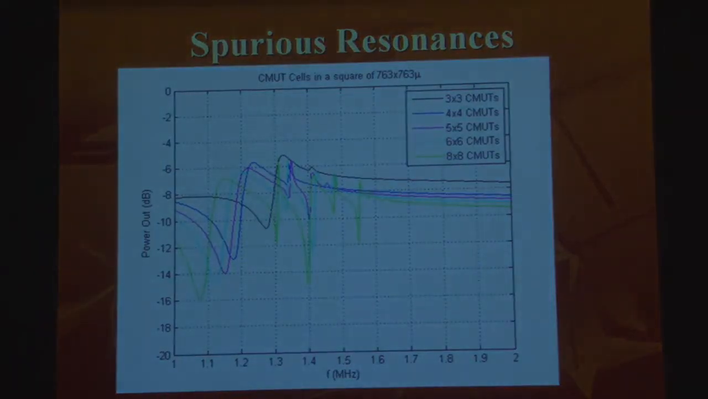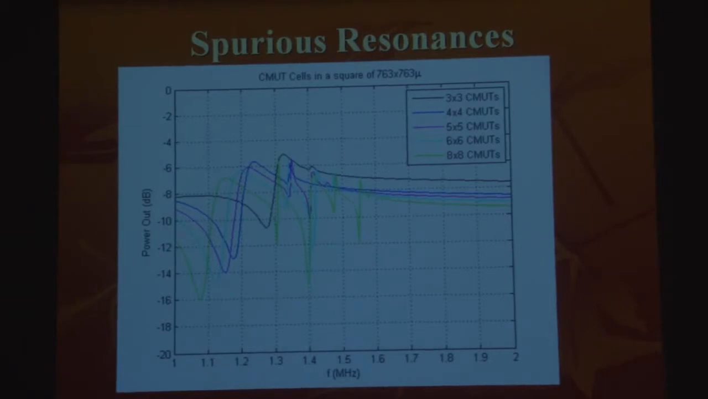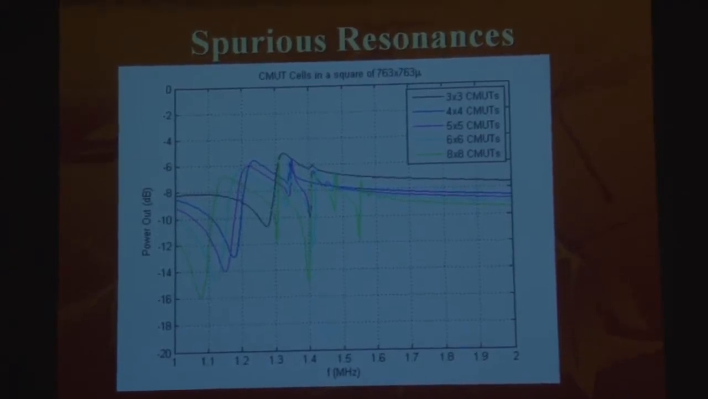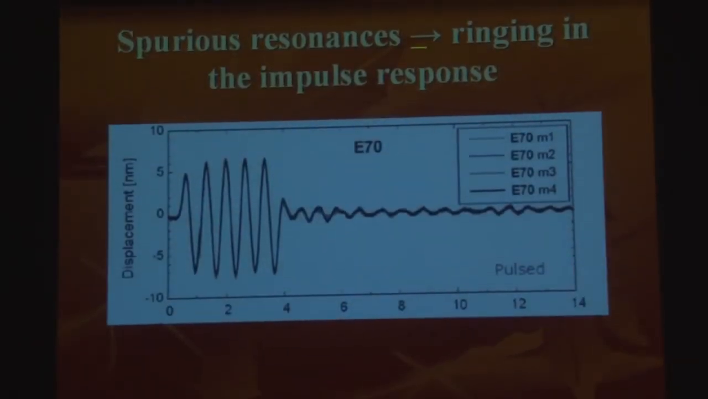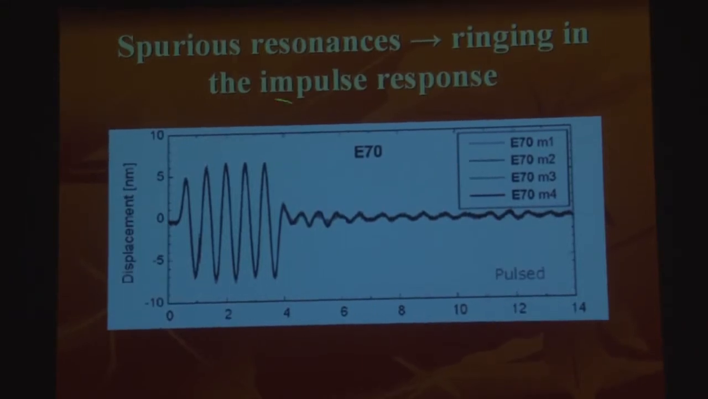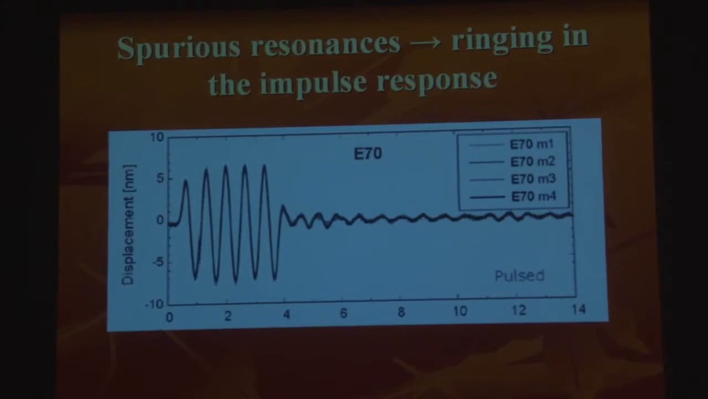So let's zoom in on these spurious resonances. These are the same cells, and at relatively low frequency, 1 to 1.5 megahertz, actually all the cells are designed so that these spurious resonances fall in this frequency range, which is outside the band of interest. Now, if the spurious resonances are not well taken care of, there could be ringing in the impulse response. So if you excite the CMOT with an impulse, you can get some ringing, and these are visible experimentally.